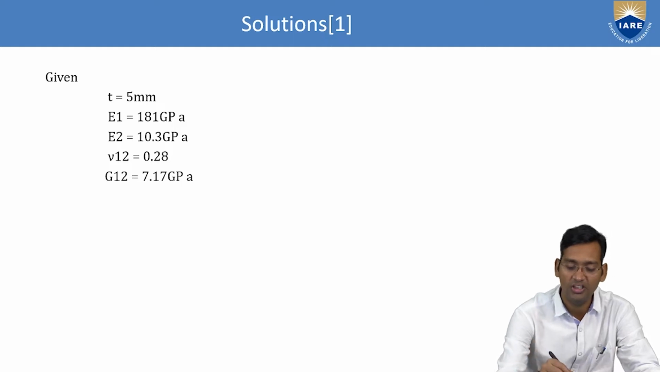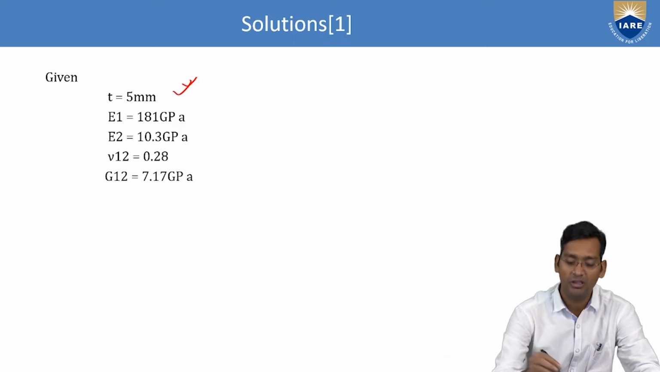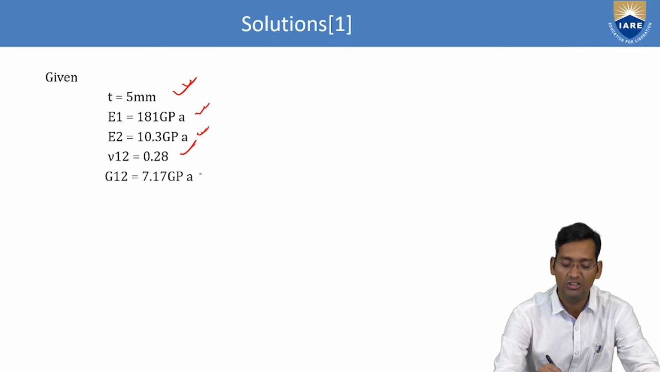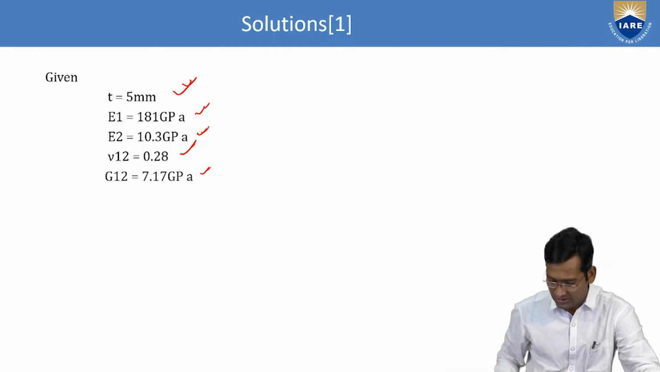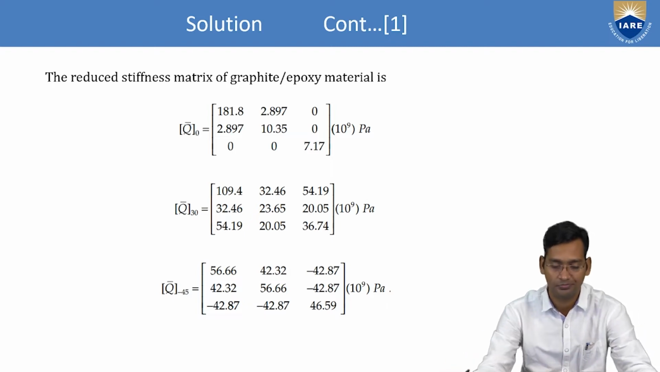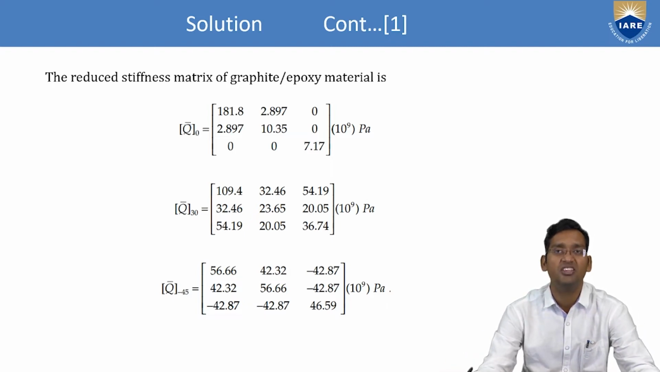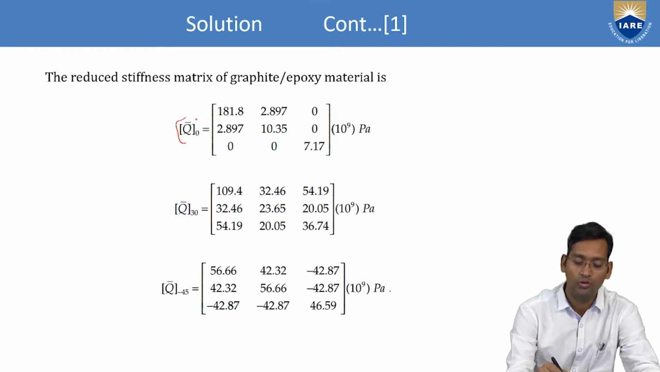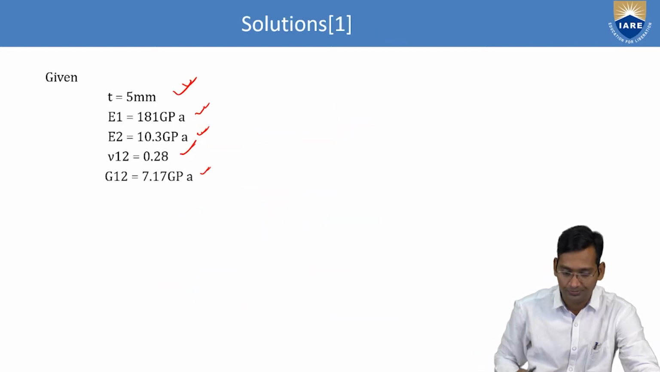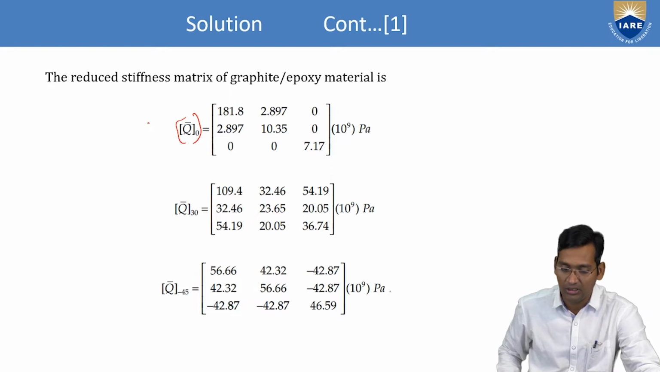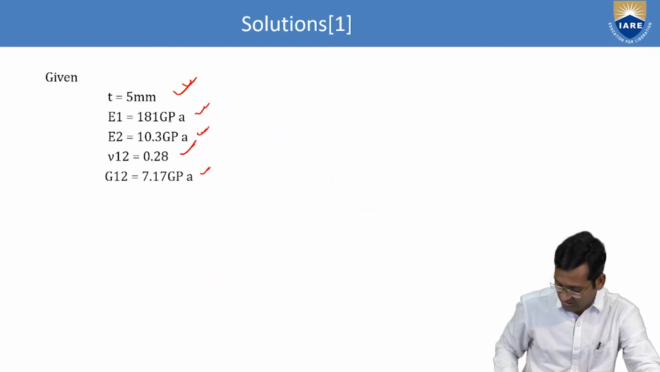So just see here, it's given that t equals 5 mm, E1 is 181 GPa, E2 is 10.3 GPa, nu 12 is 0.28, and G12 is 7.17 gigapascal. Right. So now with this, how can we find it? First, what will we find? The reduced stiffness matrix of the graphite epoxy material, that is Q bar of 0. So what values are given? Just see here, 181 GPa.